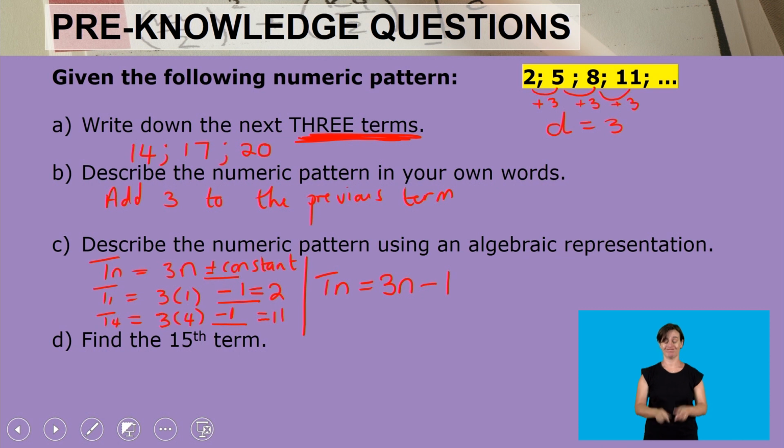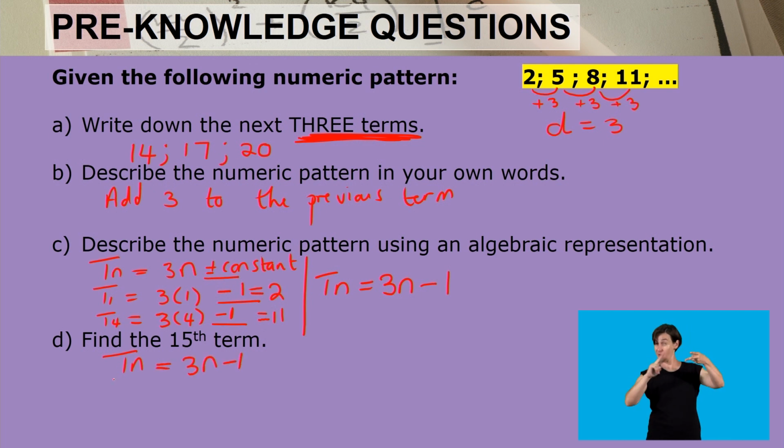Lastly, we are going to find the 15th term. So we are going to use our rule to find that 15th term, because remember, our n represents our term number, meaning we can now use our formula to find any term in the sequence. So that is going to be our 3 multiplied by our 15, and we are going to subtract 1.